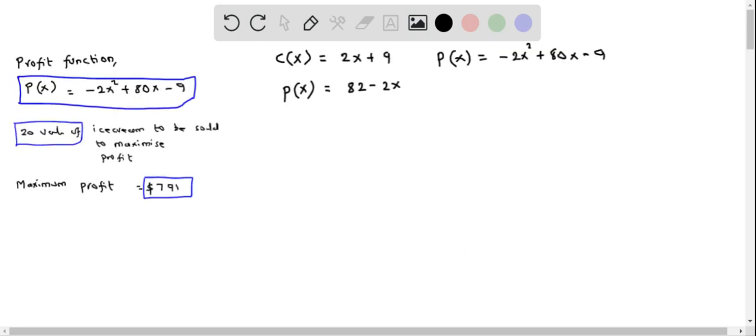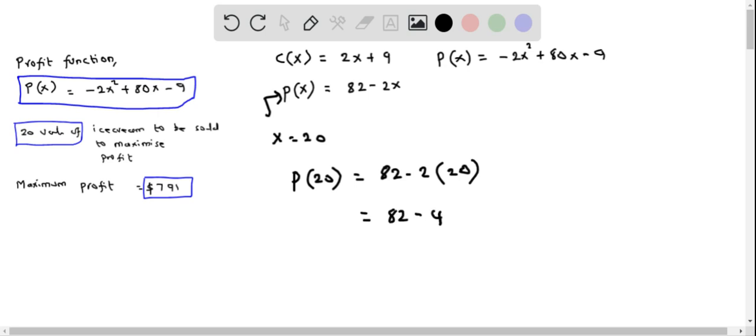We now determine the price to charge per watt to maximize the profit. So we are going to plug x equals 20 into the price function so that we can determine the price such that the profit is maximum. So therefore we get P of 20, and this equals 82 minus 2x, replacing x by 20. And so this gives 82 minus 2 times 20, which is 40, and 82 minus 40 is 42, and this is in dollars. So the price to charge per watt is $42.